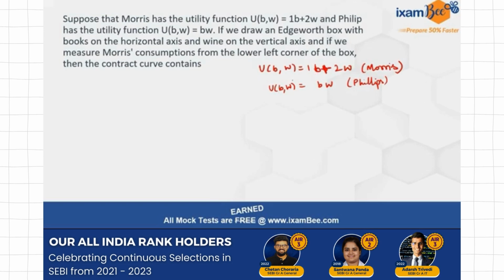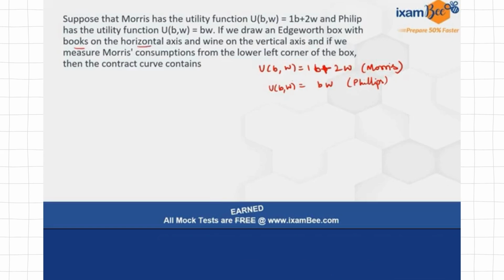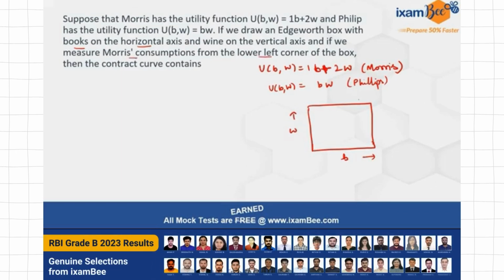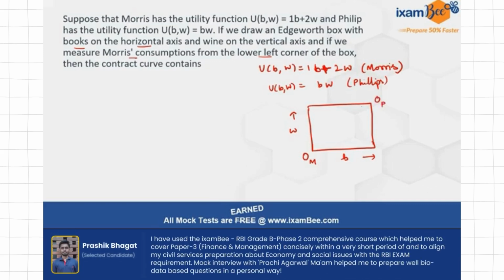It's also mentioned that we are going to denote books on the horizontal axis, so I have to draw an Edgeworth box diagram. This denotes books, and wine is on the vertical axis. If you measure Morris's consumption from the lower left corner of the box, here I am measuring Morris's consumption, and here I'll be measuring Philip's consumption. Then how does the contract curve look?